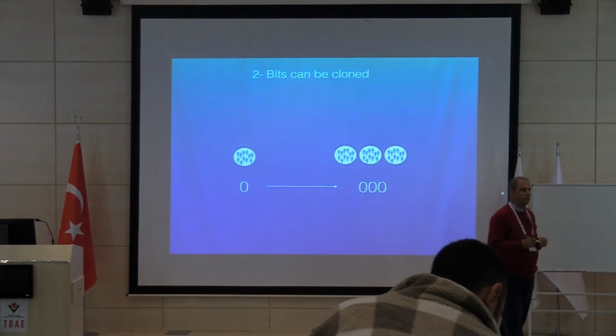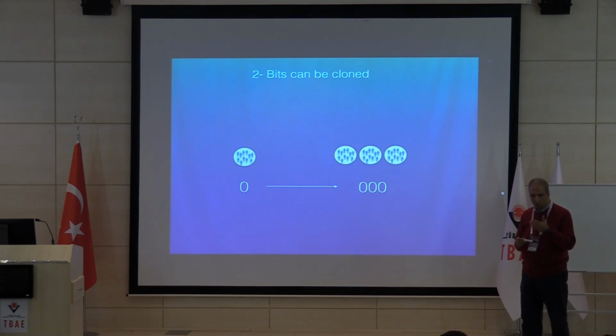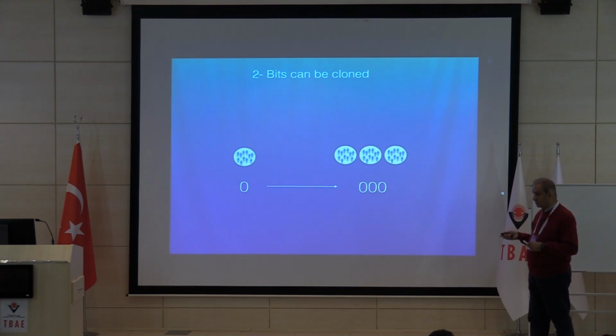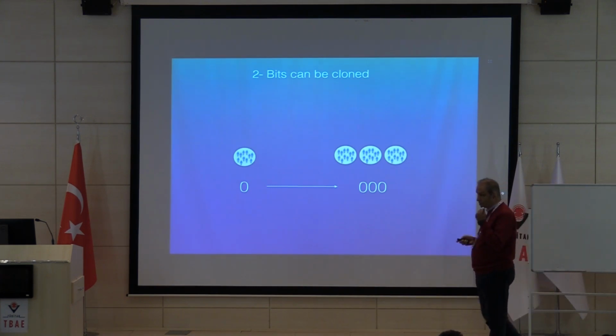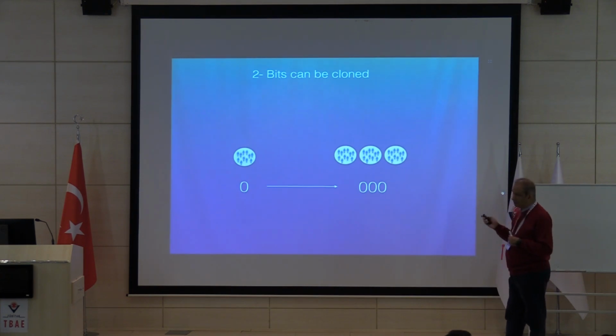If you want to say hello, and there is a probability of error, you say hello 3 times, or you say hello 5 times, then everything is okay. So classical bits can be cloned, but quantum bits cannot be cloned. That's the second basic good property of classical bits.